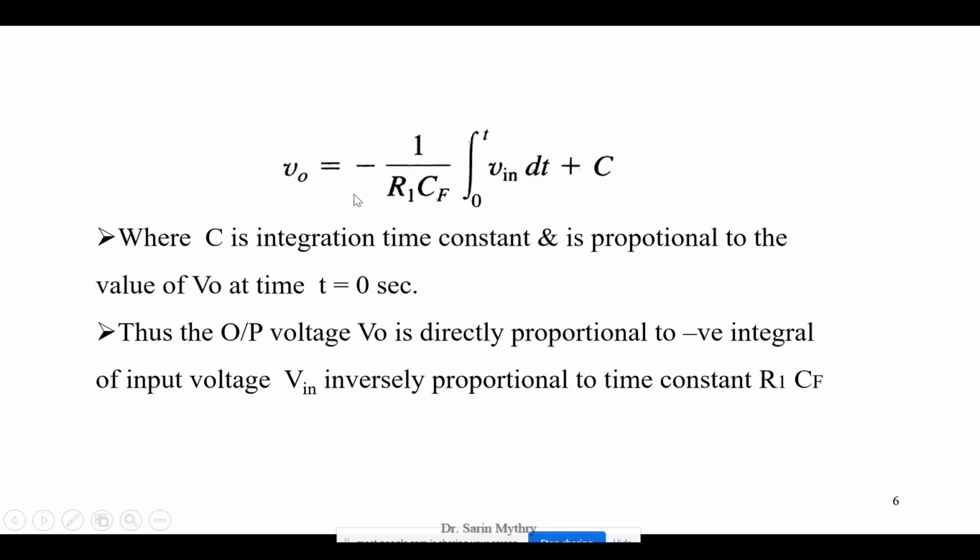Now, this is your final equation which you have found out, where C is the integration time constant and it is proportional to the value of V naught at time t equal to 0. Thus, we can say that from this equation, the output voltage V naught is directly proportional to the negative integral.